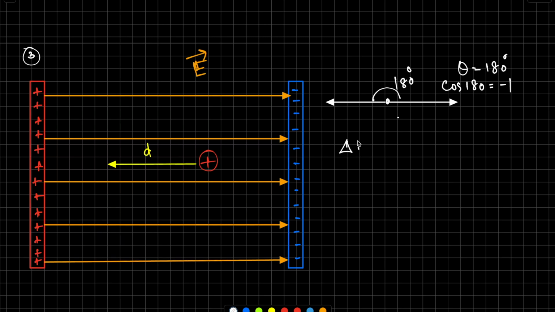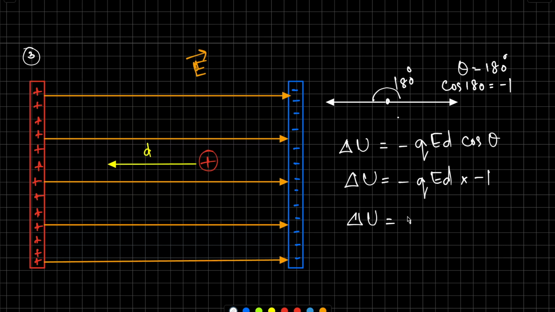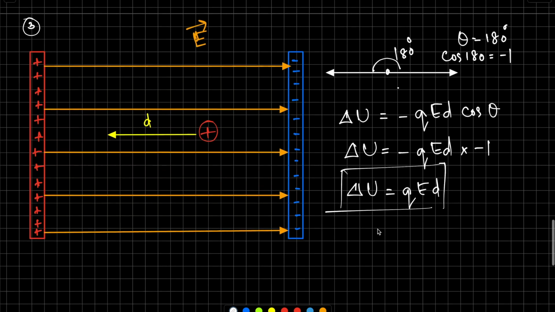And the equation for delta U is minus QED cosine theta. So delta U equals minus QED times cos 180, which is minus 1. Minus and minus will be plus. So delta U equals QED. Yeah, that's the equation for potential difference.